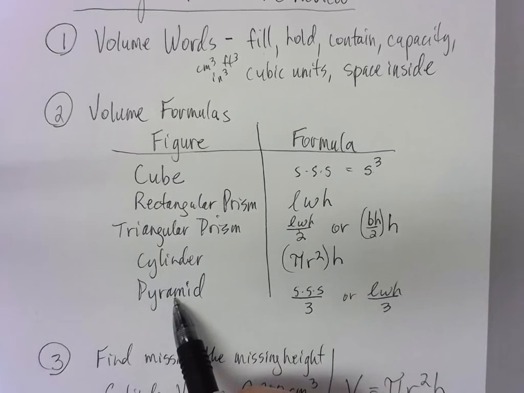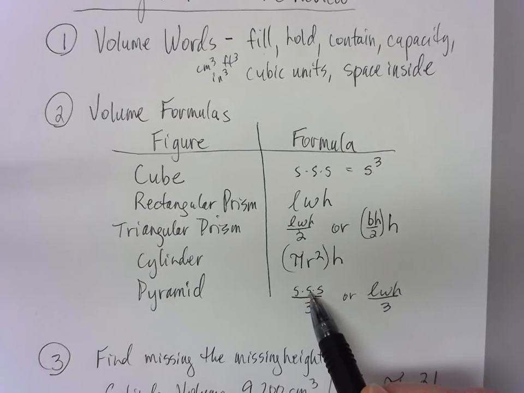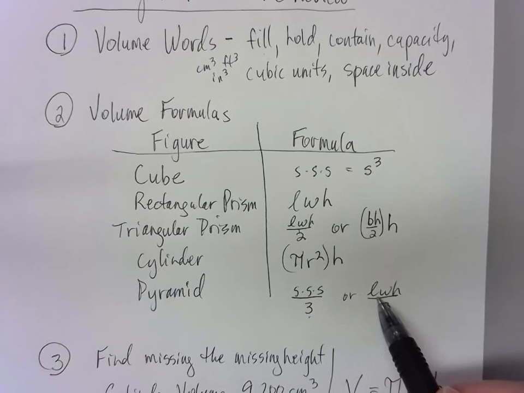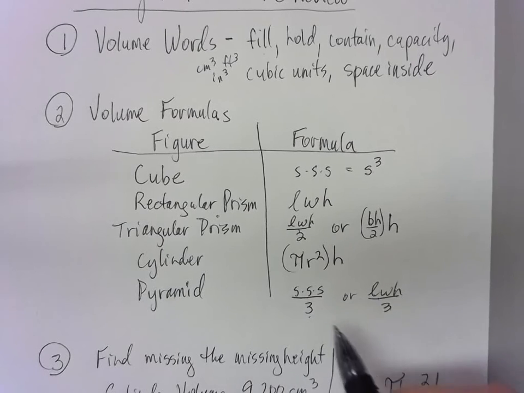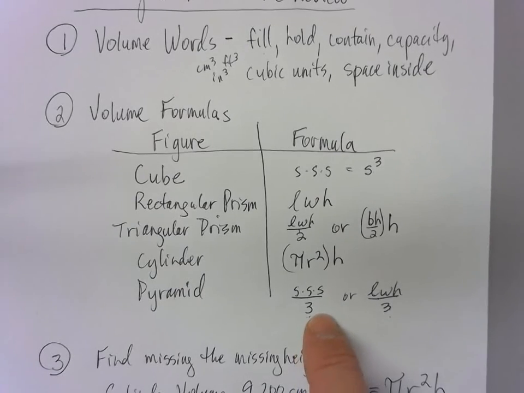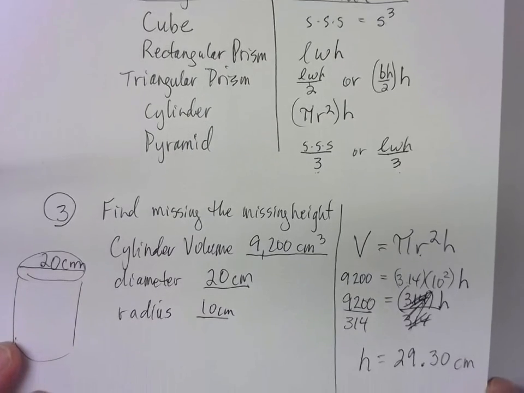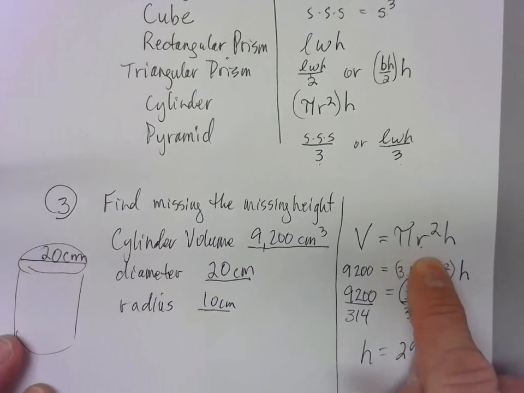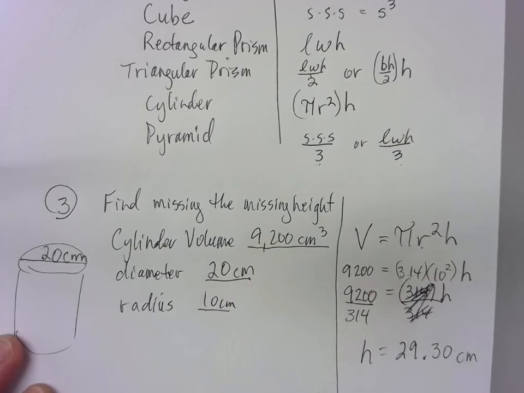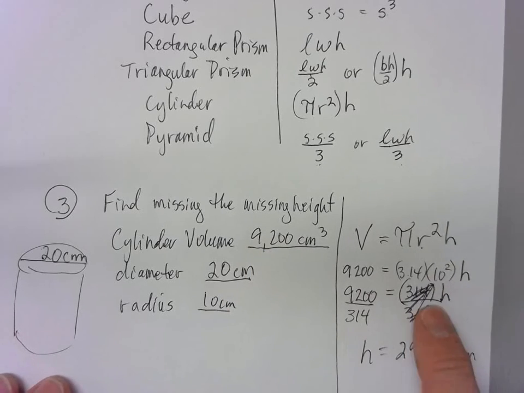And then for a pyramid, you either take the cube formula if it's got a square base and divide it by 3. If it's a rectangular base, you do length times width times height and divide it by 3. So here's the difference: on the pyramid, you divide by 3; on the triangular prism, you divide by 2. If you have to find the missing height, write your formula down, plug in the numbers where they go, and then it just ends up being a little one-step divide problem.